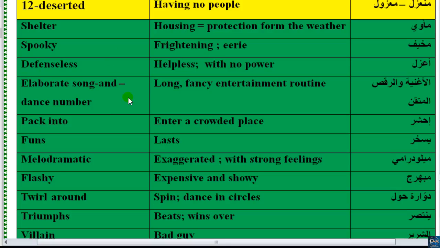Elaborate song and dance number. Long fancy entertainment routine. Pack into. Enter a crowded place.